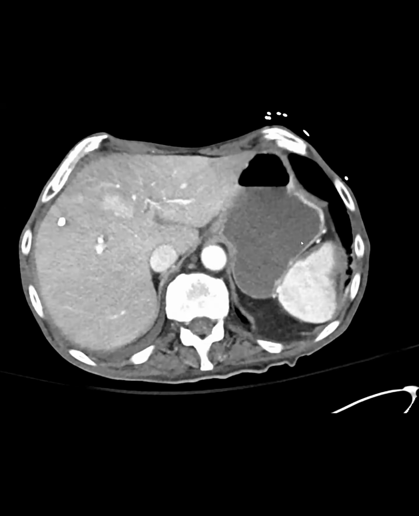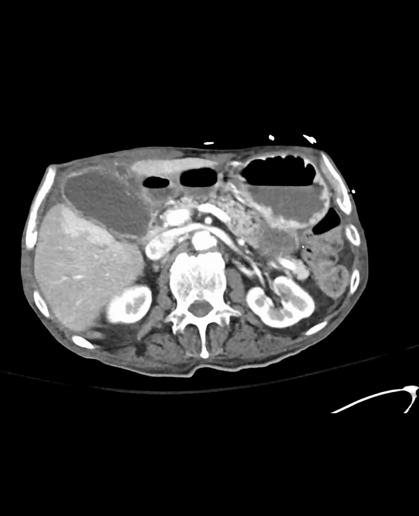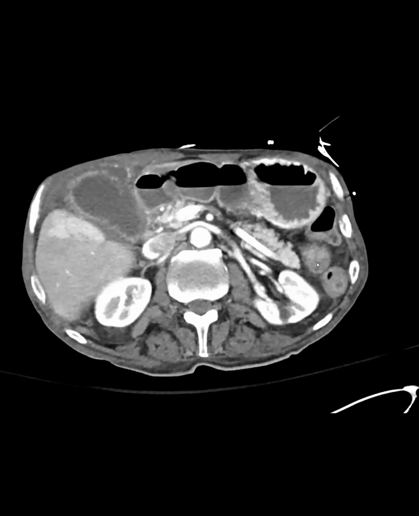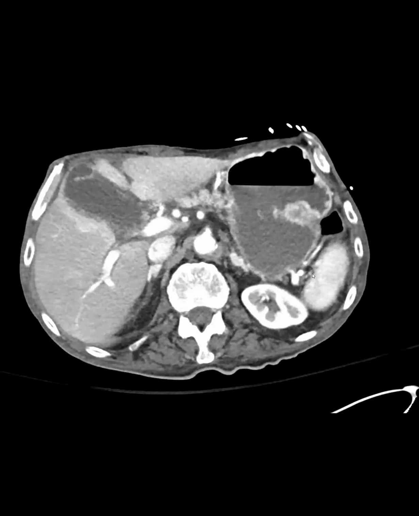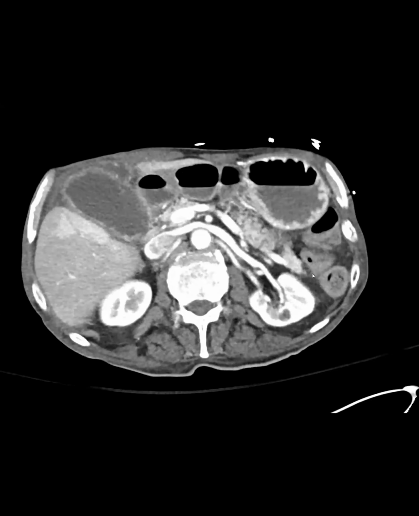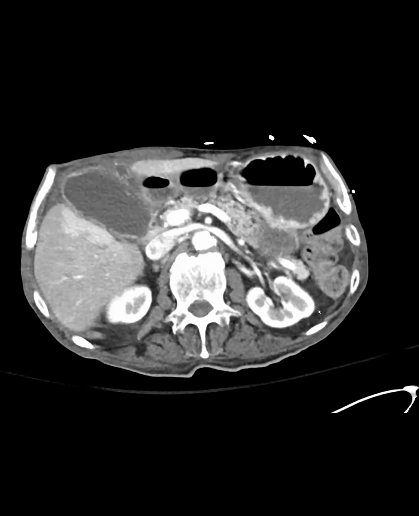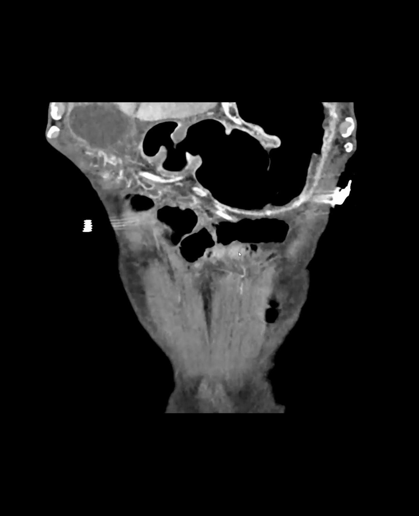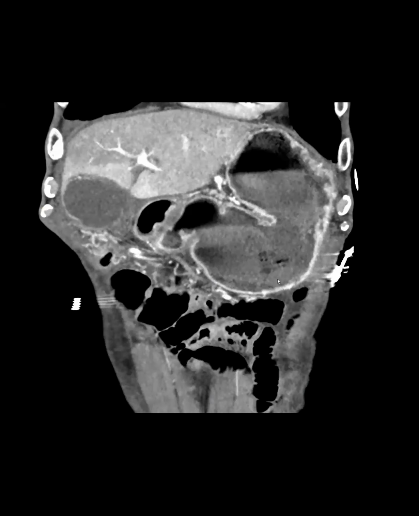Okay, so this was an older patient who showed up with right upper quadrant pain. And I want you guys to focus on the gallbladder and tell me what you think. And I'm going to show you the coronal as well. So I'm just going to scroll through slowly here so you can develop an impression. And then this was the coronal.